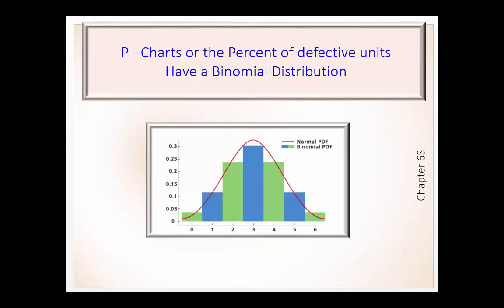As I said before, P charts, or the percent of defective units, follow what's called a binomial distribution. What's important about a binomial distribution is that it acts kind of normal but has these block pieces to it, which is important because it enables us to calculate the standard deviation and mean slightly differently. One of the things we like about this type of distribution is that it's sort of black and white, or in this case green and blue. You either are defective or you are not defective. There are no other options.